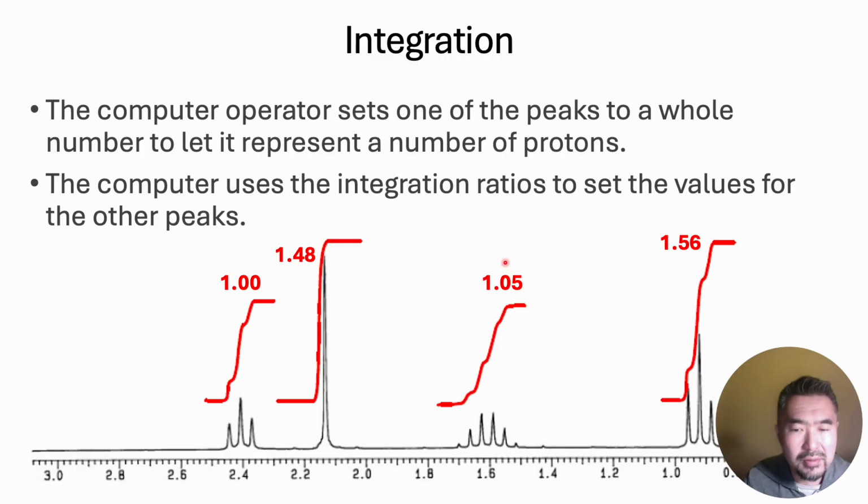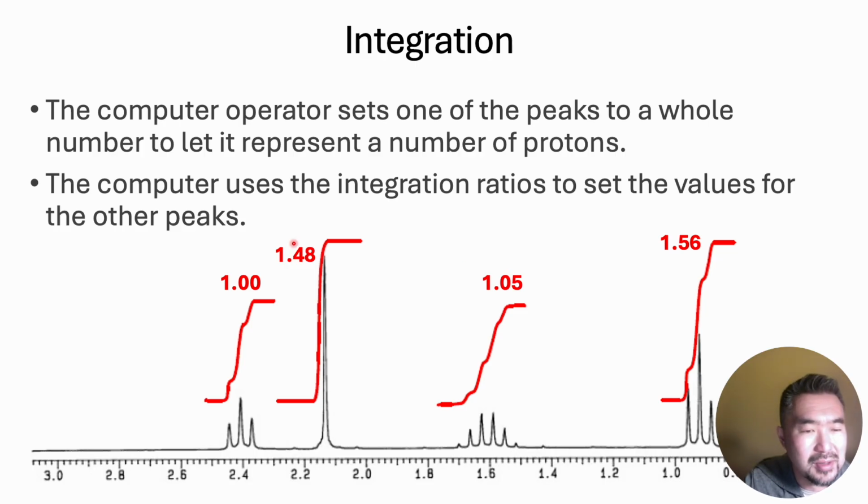So often the integration, or area under the curve value, might be spit out by the software, kind of like this. This is pretty typical. You set one of those values to be 1, and then everything else is going to be relative to that, because again, it doesn't know the structure of the molecule. It's up to you to figure that out, right?